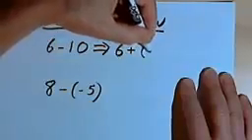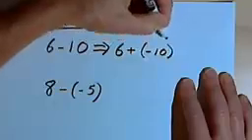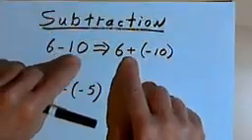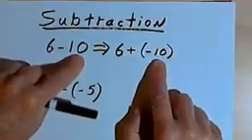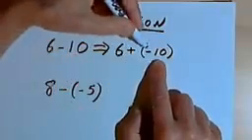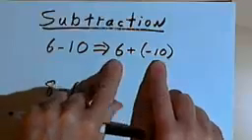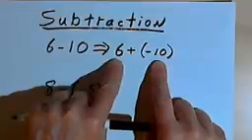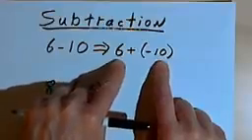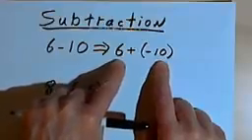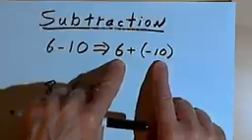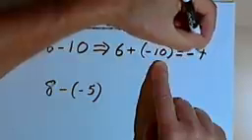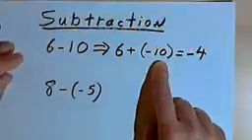So now what I've got is 6 plus negative 10. I took the opposite of subtraction and made it addition. I took the opposite of 10 and made it negative 10. Now I've got an addition problem. 6 plus negative 10. Well, the signs are different. So I'm going to take the difference between those two numbers, 6 and 10. The difference is 4. 10 was the larger number, and it's negative. So my answer is going to be negative 4.